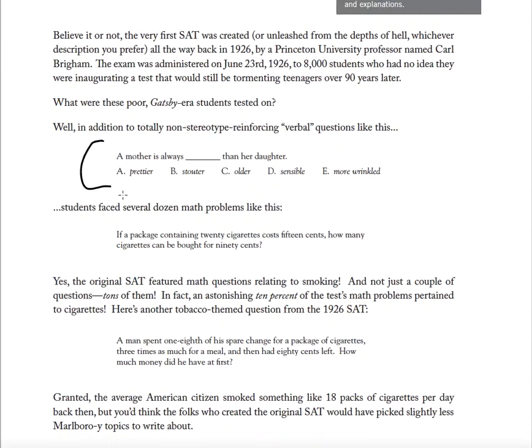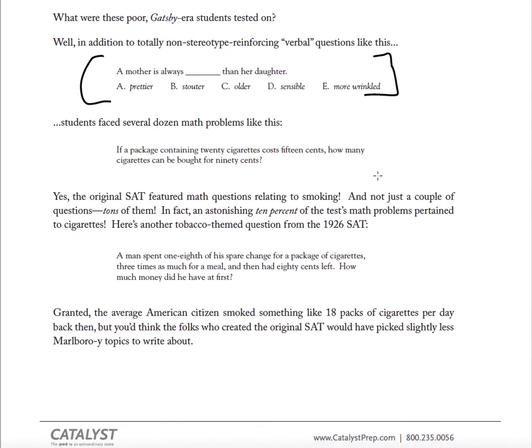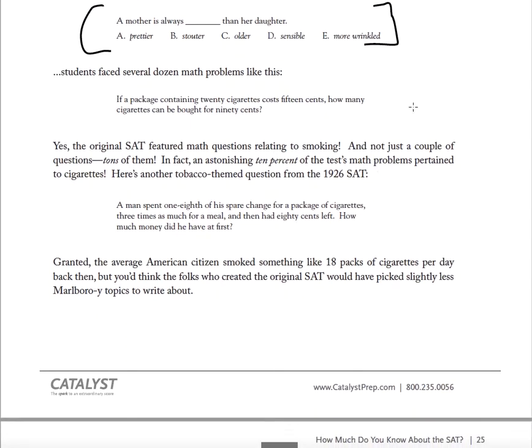So here we see, I'll read this one out loud. A mother is always blank than her daughter, and we have choices that are totally contemporary here. We have prettier, stouter, older, sensible, and more wrinkled. So we can get an idea of the culture of the times. And perhaps even more surprisingly here, you can see that these are some of the math questions.